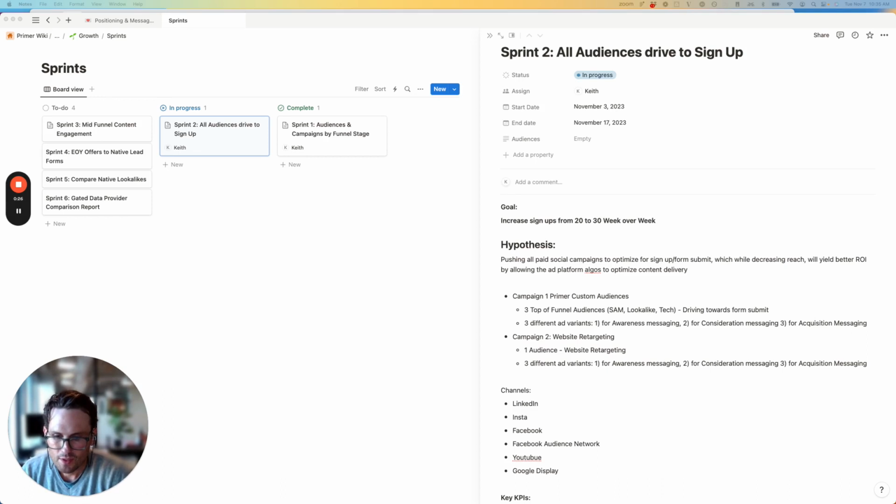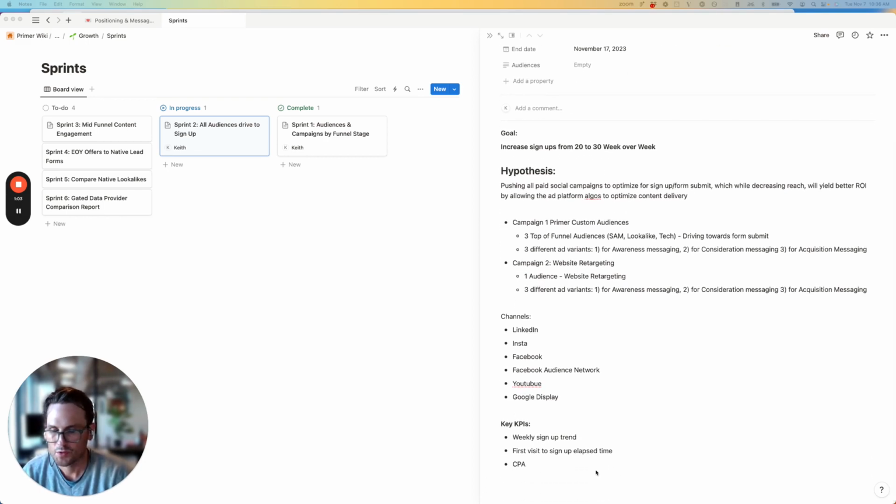First of all, we keep things lightweight from a planning standpoint, given the amount of work that goes into audience strategy and content production. However, every sprint has the following components. A goal. Every goal is written as from X to Y by Z time frame. Sprints also have a hypothesis we're testing, as well as the channels in which we are testing it. And then the key KPIs and an approach to measurement so that we know how we're going to track success or failure.